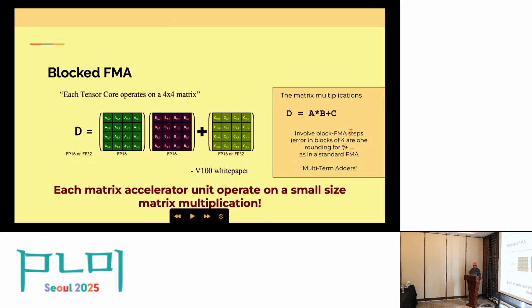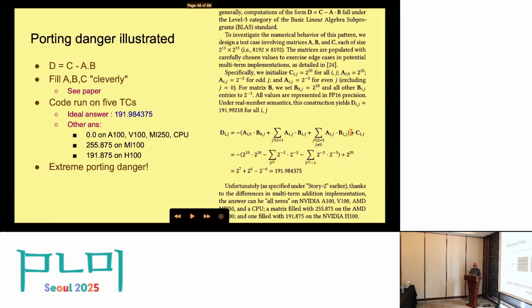FMA effect. So the block width actually becomes apparent when you use it, and it can be dramatically shown by creating a simple calculation like D equals C minus AB, which occurs in many linear algebra codes. And we looked at the intended math and filled all these matrices C, A, and B with the values that my student made. And we could make these 3 units and the CPU produce 0 as the final answer on an 8K by 8K matrix. On an MI100, we made it produce 255, and on H100, we made it produce 191.